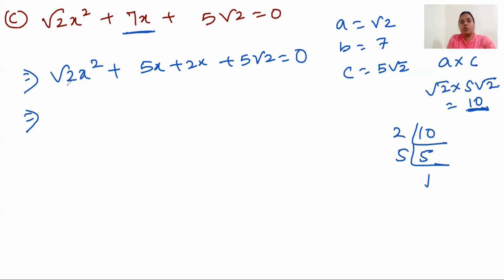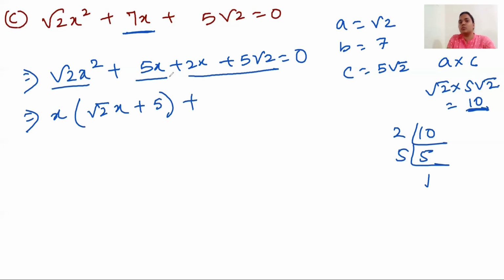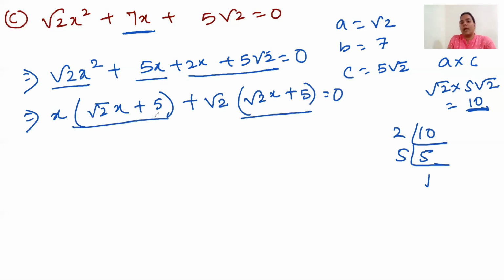Now, out of root 2x square and 5x, we have only x as common. So I'll write x into root 2x plus 5. Out of this 2, in this we have 2 and in this we have root 2. So I'll take root 2 common. From this, if I take root 2 from the 2, I'll be left with root 2, and then x plus root 2x, 5 is left, is equal to 0. I'm getting the same number inside the brackets.